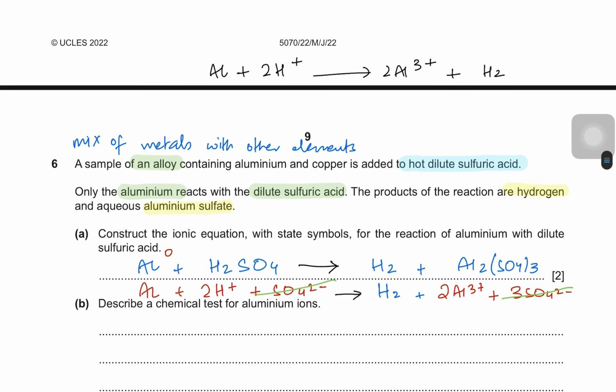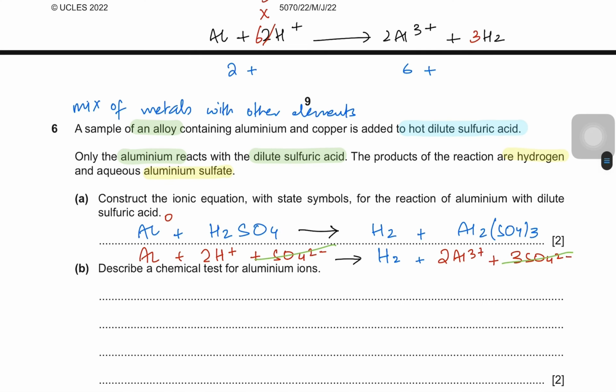It seems balanced, but it's not. Charge wise, it's not balanced. On the left hand side, there is 2 positive charge because of these, and on the right side there is 6 positive charge because of these. How do we balance them? We need to multiply the hydrogen ions 3 times. So it will make it 6 hydrogen ions, and you will get 3 hydrogen gas molecules.